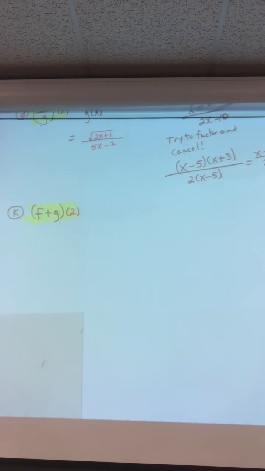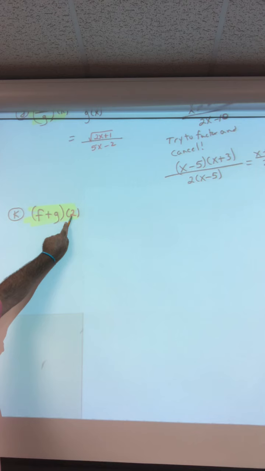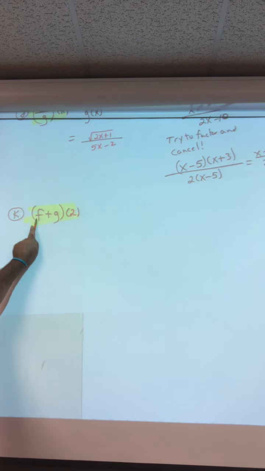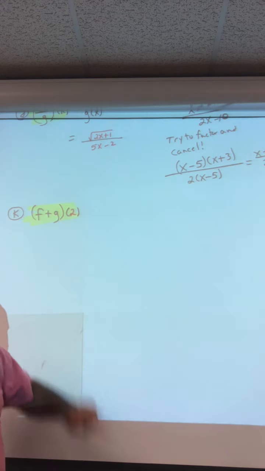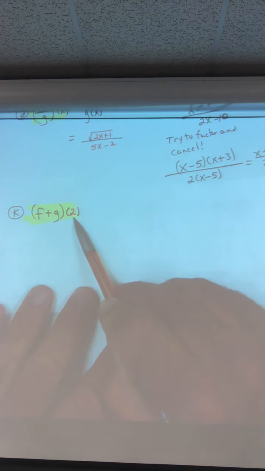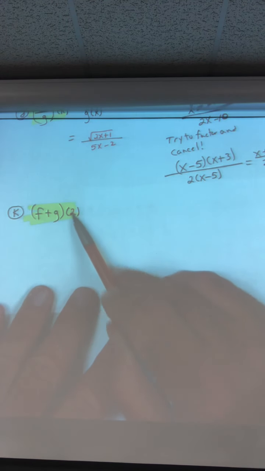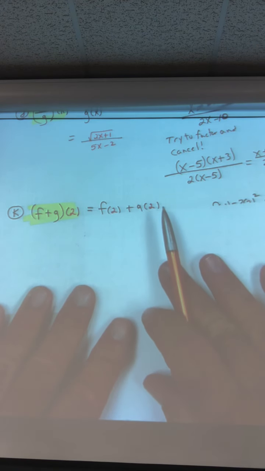Well, I first want you to break it apart like I asked you to break it apart when it was x, except now it's not x. If this was x, what would I write? f of x plus g of x. That's what I would do. But it's not of x. It's 2. So this is going to be f of 2 plus g of 2. So that'll be the first thing that you write.